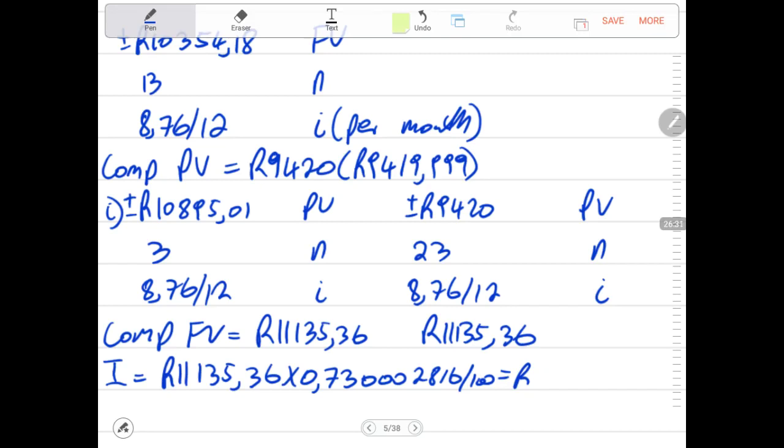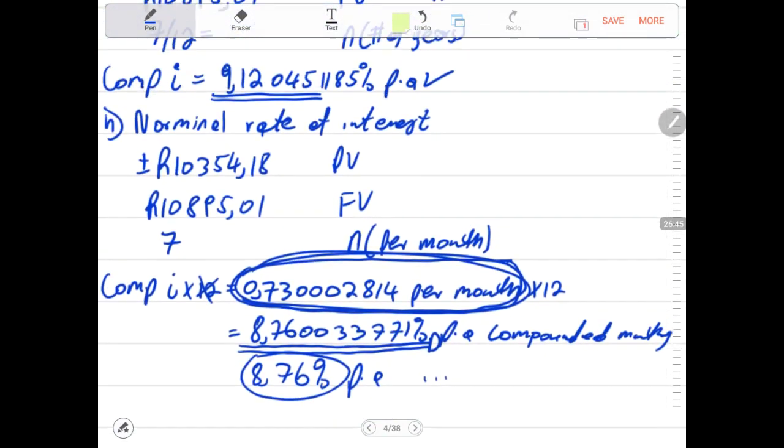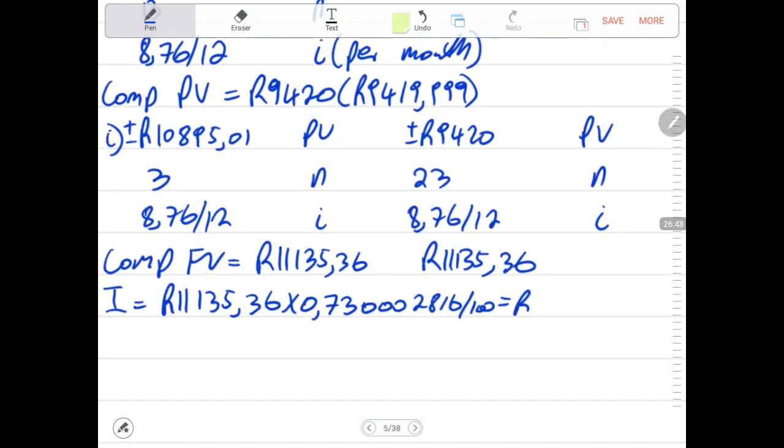Let me just do 11,135.36 times 0.732814. I think it's 2814, not 28. Yes, 2814, equals, divide by 100. I get 81 rand 29 cents. Remember, I use the interest per month that we calculated previously.